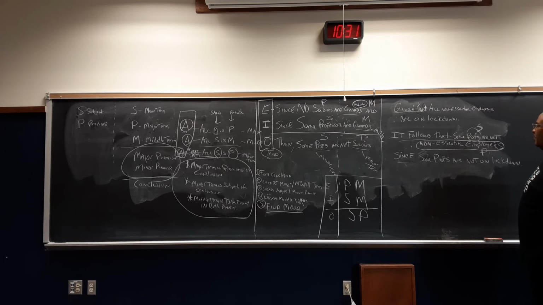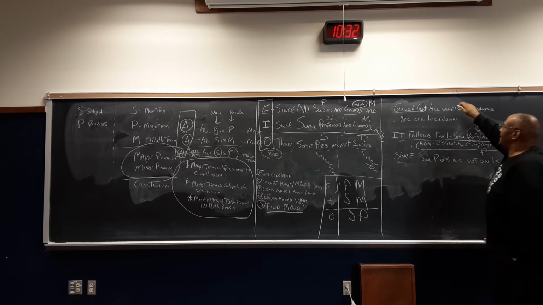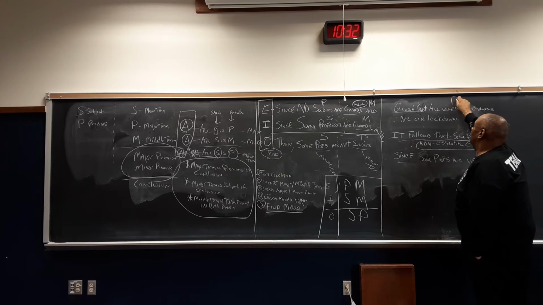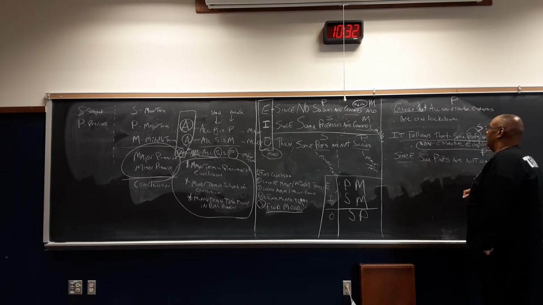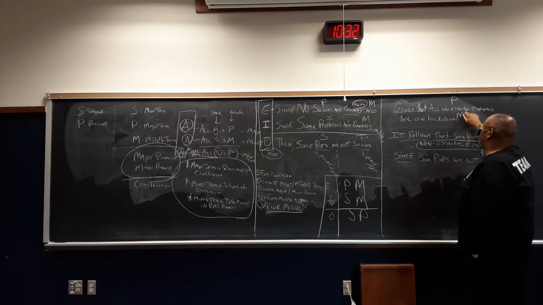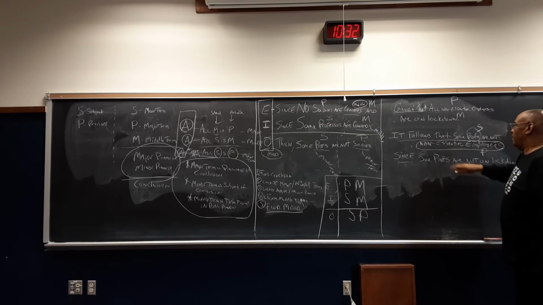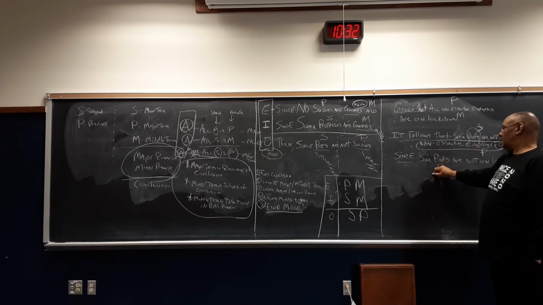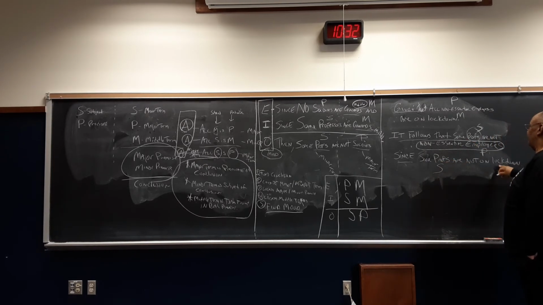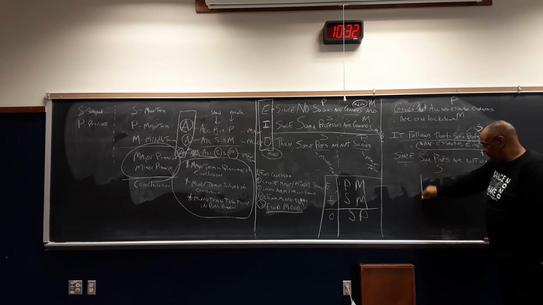So now what is it that I do? Find the major and minor premise. Well, where's the premise that has non-essential employees? Right here. So I put P here. Then the other term, lockdown, this must be M. Professors, S. And the other lockdown, this must be M. So let's clean it up.